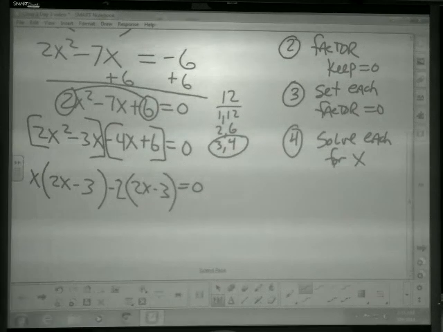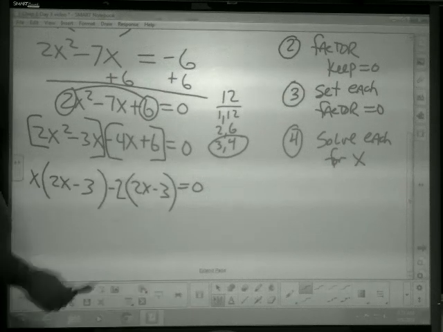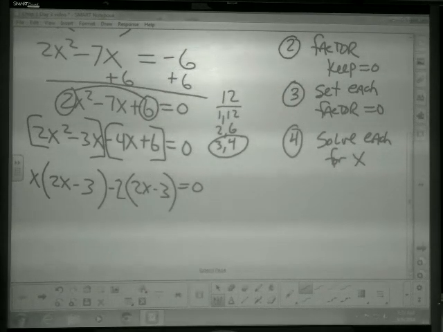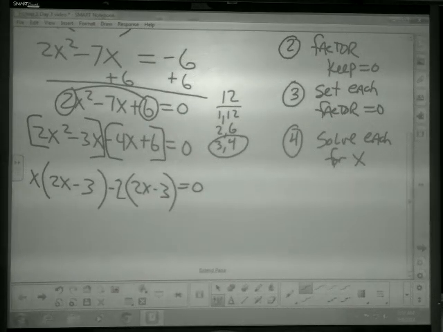I cannot forget to keep that equal to 0, otherwise I've created, from an equation, an expression. I have to keep it as an equation. You have to have this the whole way, or on the Regents exam you do not get full credit.